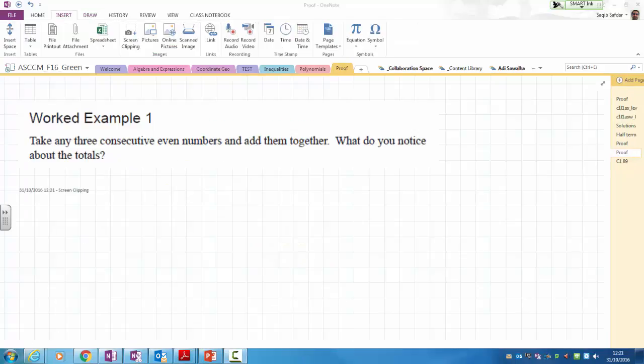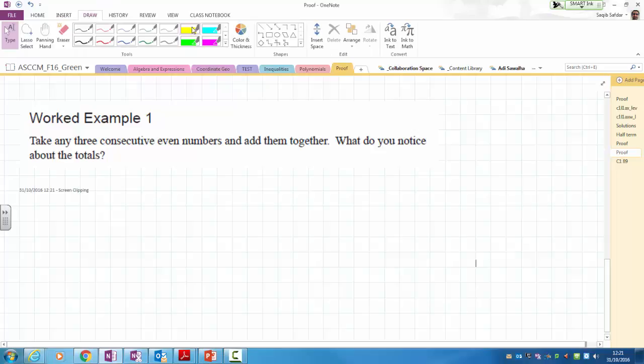Right, your first task is to take any 3 consecutive even numbers and add them together. I'd like you to tell me what you notice about their total. Off you go, I'll give you a minute. We'll go over a couple of examples. Adi's table, what do you have? Give me an example. 4 plus 6 plus 8.